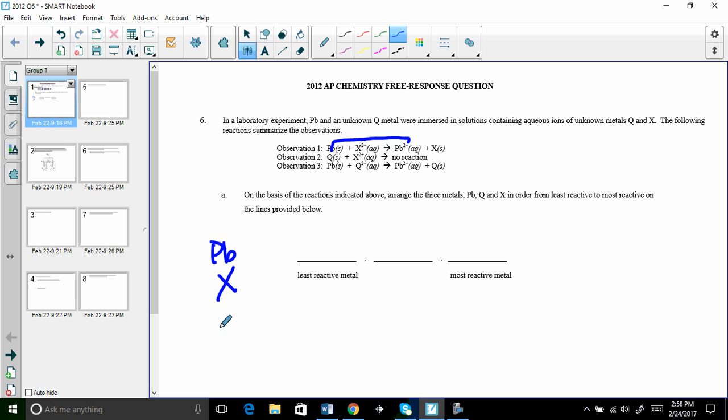And so then Q is under X. And then the last observation is Pb can kick out Q, and so this just verifies Pb is more reactive than Q. And so when it says, on the basis of the reactions indicated above, arrange the three metals Pb, Q, and X in order from the least reactive to the most reactive.